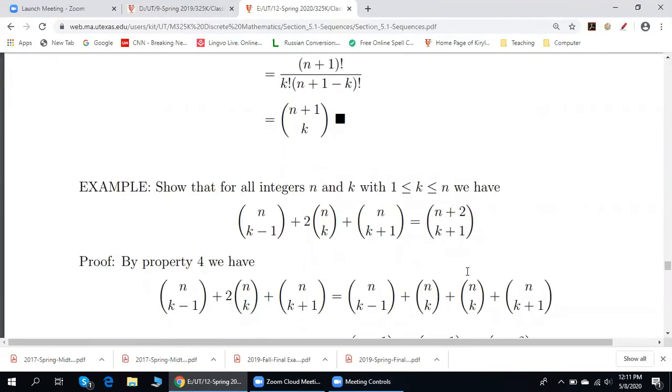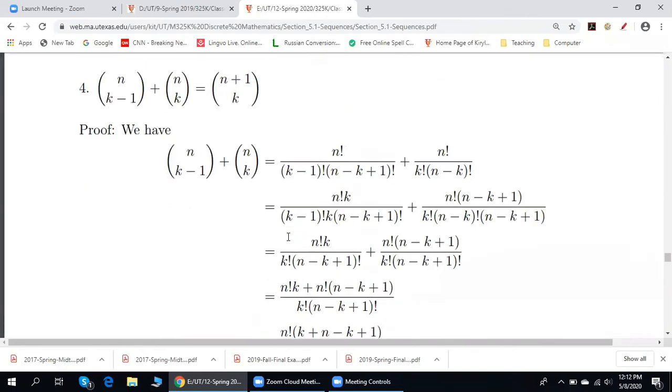Here's a nice application of the formula above. Let us prove this identity. Once again, one way to prove this identity is to use the formula for choose symbol. However, it's much easier to use property 4.